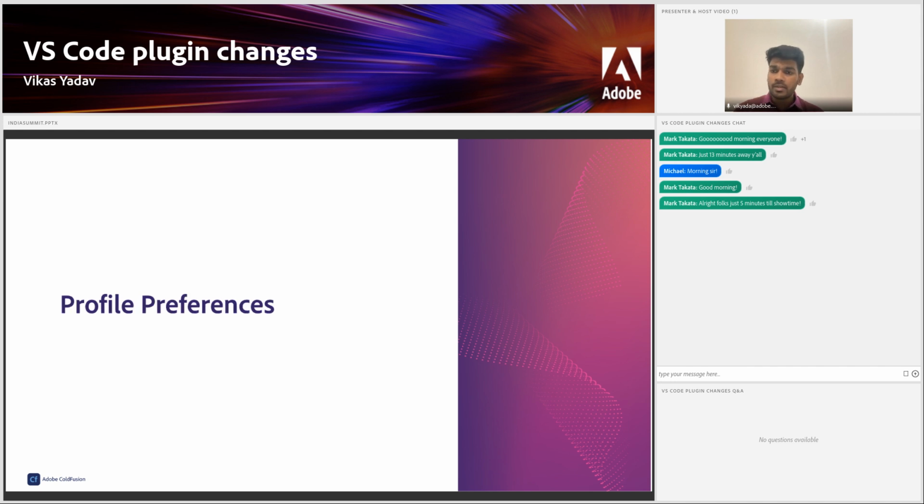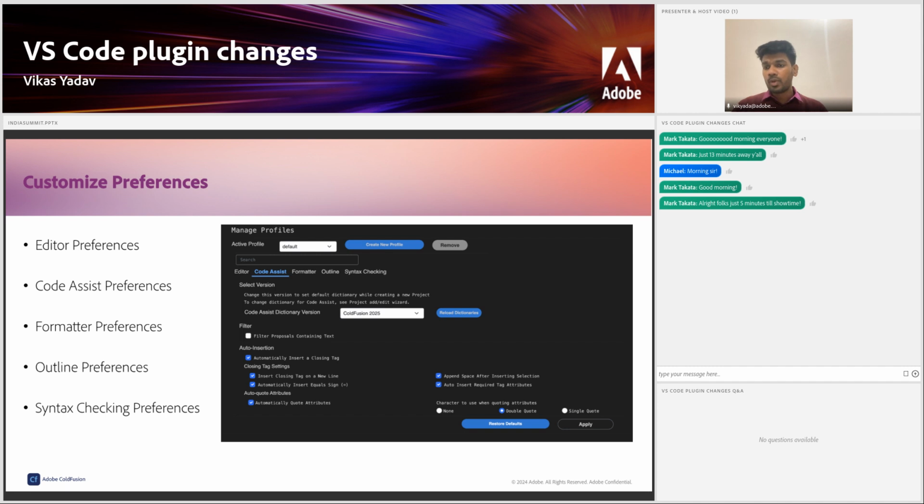Coming to the editor feature, we have a profile preference, so you can customize different settings related to the editor as per your coding style and preferences. We have a few coding preferences that are related to the editor, and a few related to code assist. We have a formatter preference as well, an outline preference, and a syntax checking preference. I'll be showing you all that in a while.